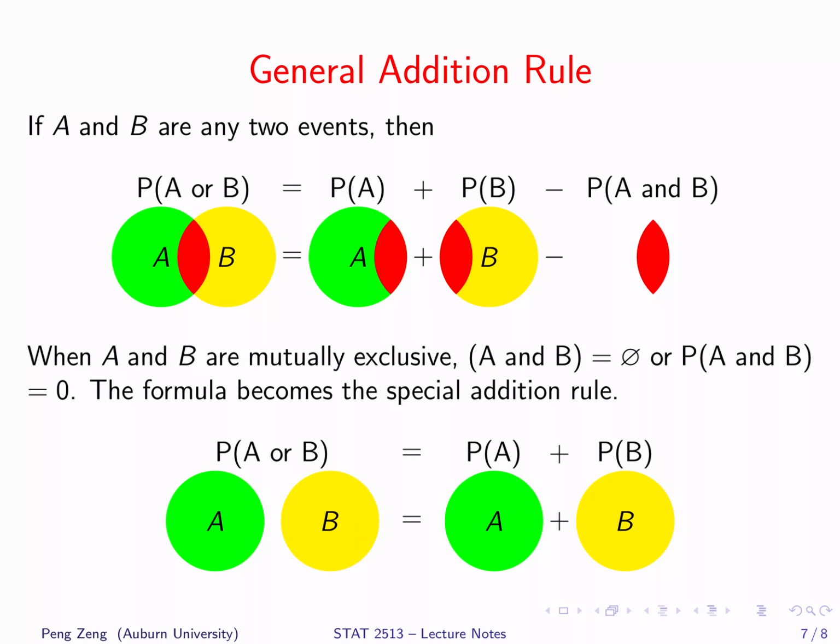This formula also includes the special addition formula as a special case. When A and B are mutually exclusive, A and B is empty, or the probability of A and B equals 0. In this case, we have the probability of A or B equals the probability of A plus the probability of B. In the bottom diagram, we can see that there is no red area because A and B have no outcome in common.